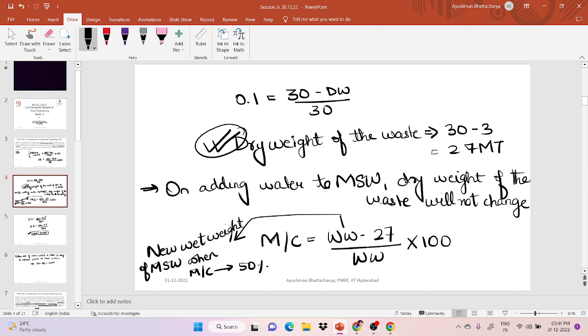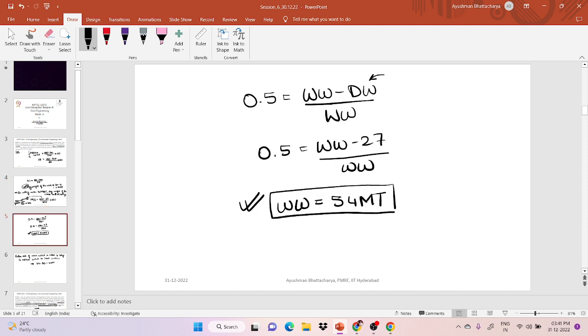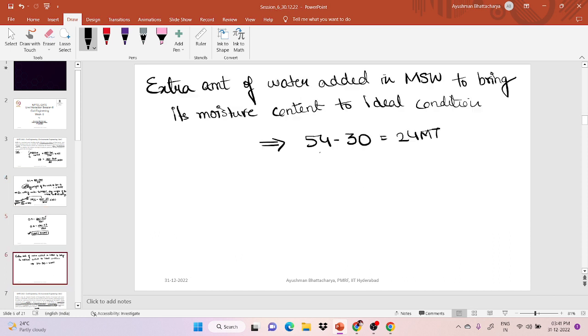So after calculating the new wet weight, the extra amount of water added to bring its moisture to ideal condition will be 54 minus 32, because the initial moisture content was this, but to bring the moisture content into the range for composting, it will be 50, it was 54. So that much extra amount of water was required to get added.